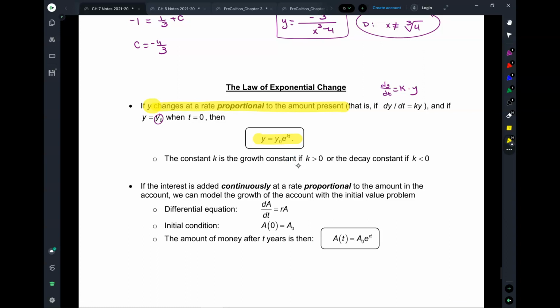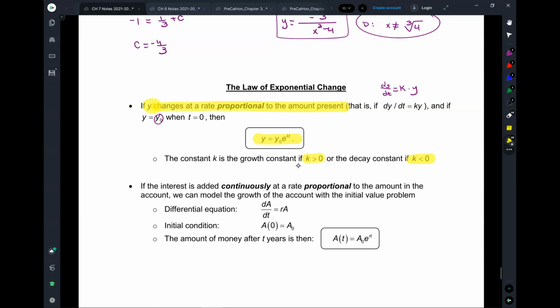All it is, is a solution of that differential equation. K is the growth constant. If it's growth, then K is positive. And if it's decay, then K is the decay constant, and it turns out to be negative.